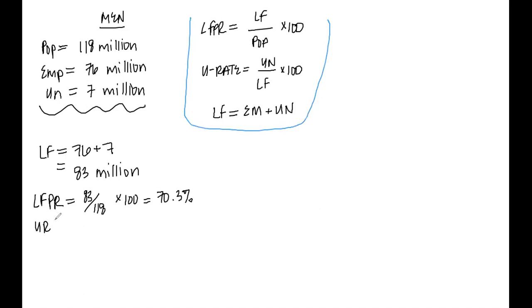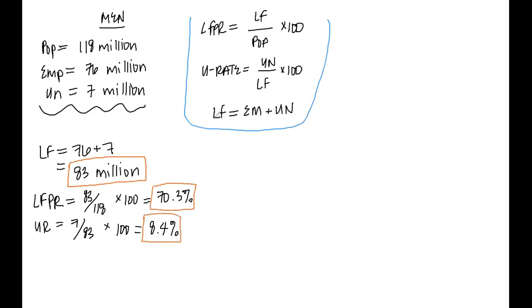And then the unemployment rate is the number of unemployed, 7 million, over the labor force, which we solved for as 83 million. Multiply that whole thing by 100. We multiply by 100 to show it as a percentage, which makes the numbers a little bigger and easier to work with. So that becomes 8.4%. Really straightforward, just using the equations. So we have 83 million for the labor force, 70.3% for the labor force participation rate, and 8.4% for the unemployment rate.